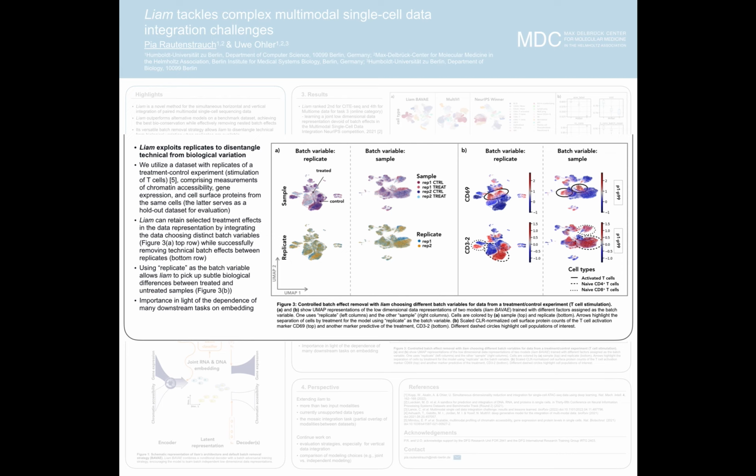And what we can do with LIAM is to train two different variants of our model using a different variable as the batch variable. So this is what I did here. So the treatment here is in vitro stimulation of T cells. And we train once the model with the replicate, once with the sample. So when we use the sample as the batch variable, we encourage the model to remove all differences between all samples. Whereas when we use the replicate as the variable, we leave a bit more freedom to the model to also pick up subtle biological differences between samples.